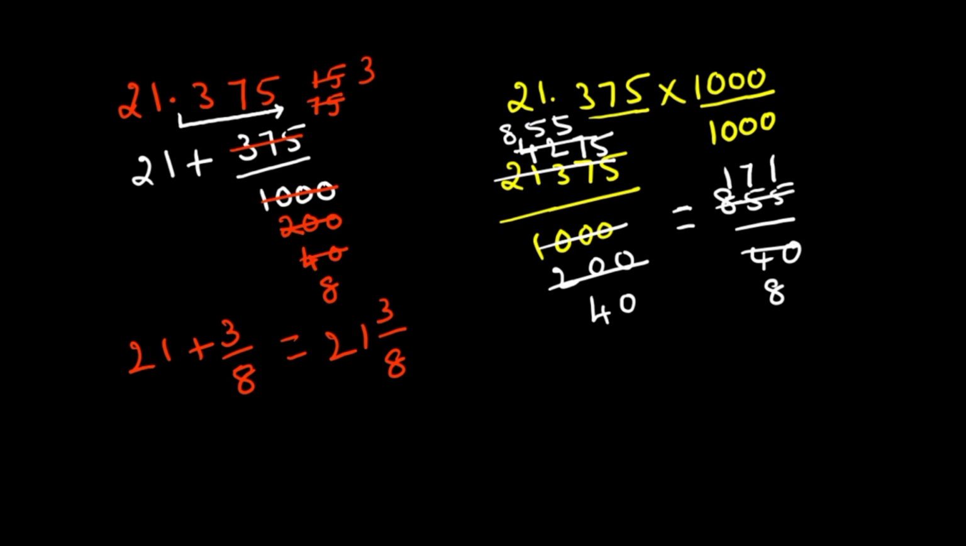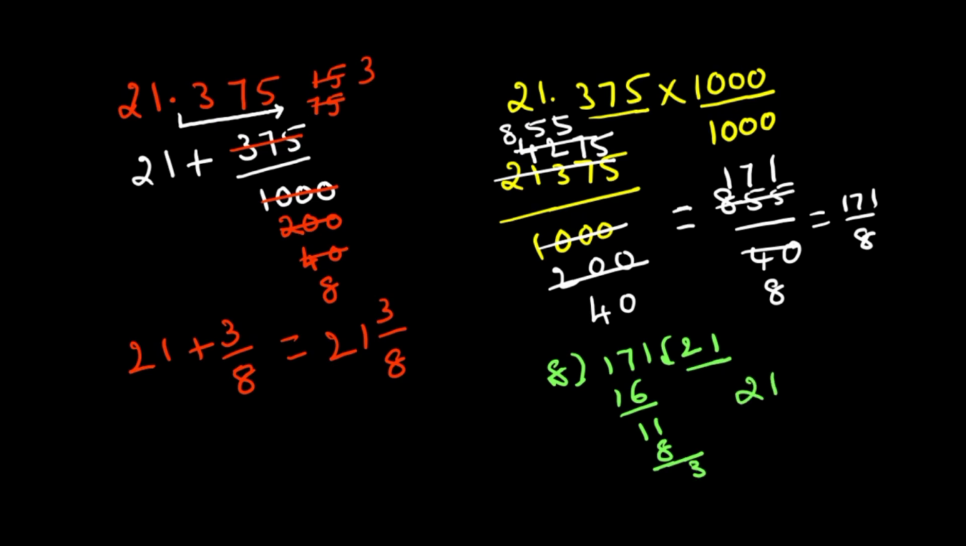So finally 171 divided by 8. So this is an improper fraction. How can we convert it into a mixed fraction? With 8 we should divide this 171. So 8 2s are 16, 1 1 11, 8 1s are 8. We have remainder 3. So how we write this: 21, this 3 by this 8. So observe here we got the same answer, right?